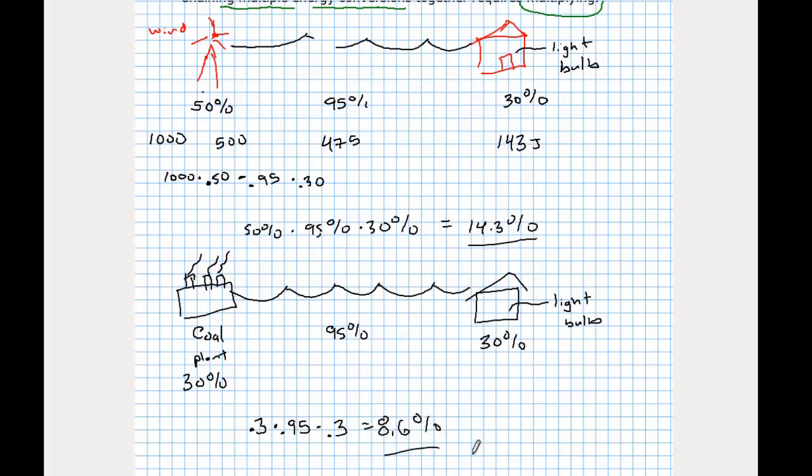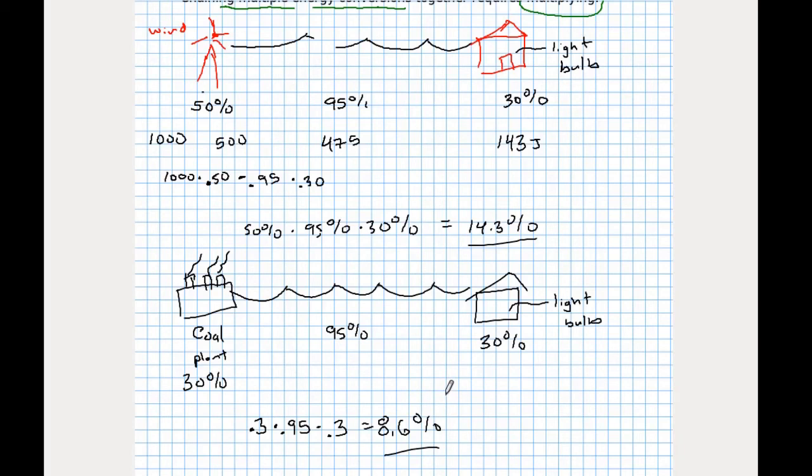So that's the total efficiency of this whole process that starts with the power in the coal plant and goes to the power line and then converts all of that energy into light in the light bulb. So it's about 6% less than the efficiency for the wind plant.